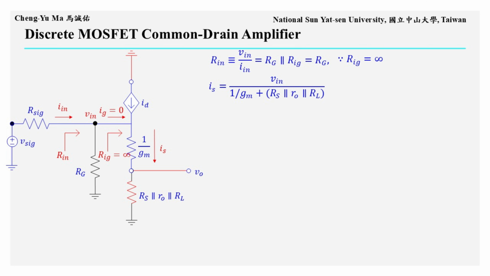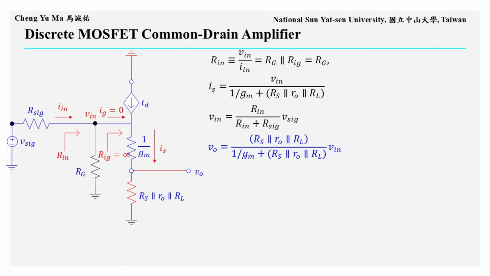After obtaining Rin, the input voltage Vin is given by the voltage divider, Rin over Rin plus Rsig multiplied by Vsig. After Vin is found, we look at the current path from the input gate terminal to the source terminal and then to AC ground. Along this path, 1 over Gm is in series with the equivalent resistance Rs in parallel with Ro and Rl. The output voltage Vo is the voltage across that parallel resistance.